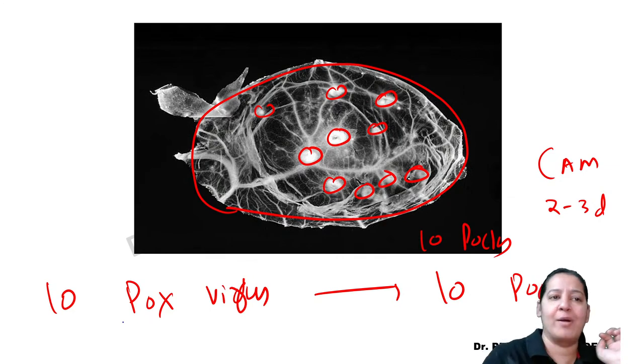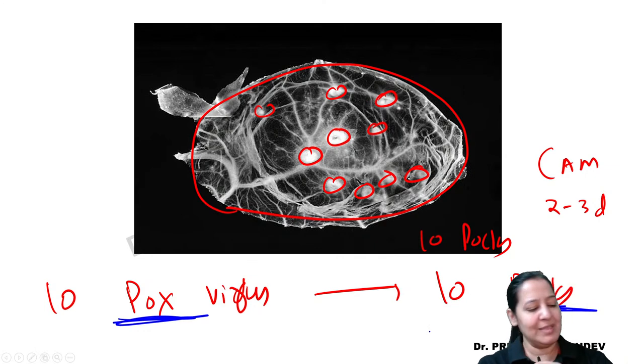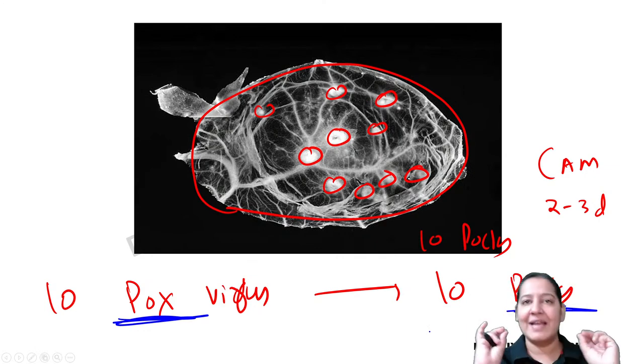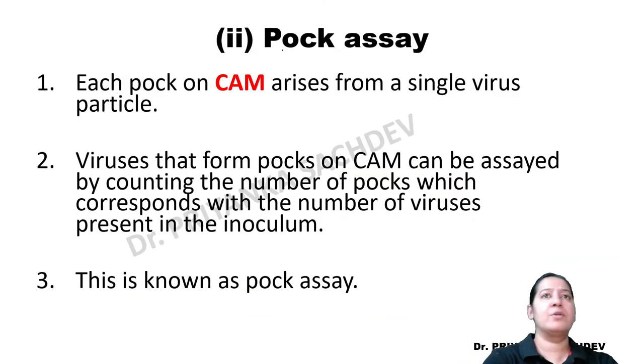See the spelling of pox and pock. This is pox virus and this is the lesion produced by pox virus. So that is a quantitative assay. Number one, done in the egg. This is known as pock assay.